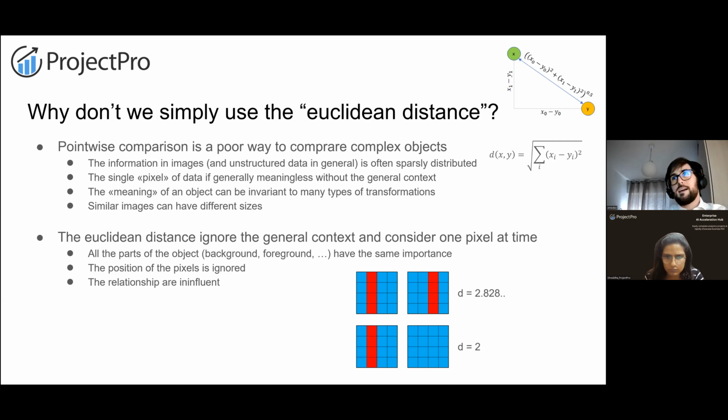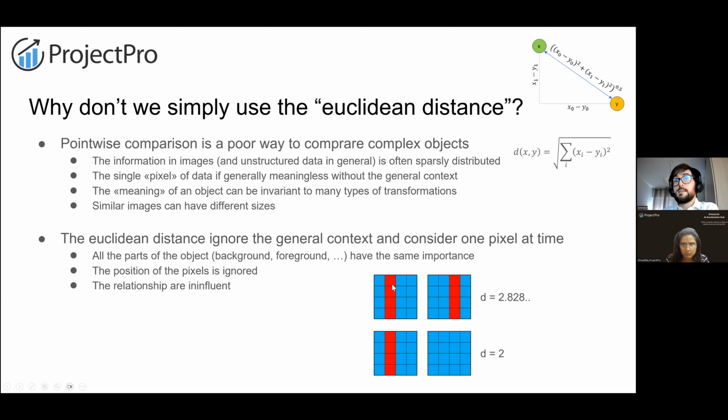For example, here in this slide, we have a small example with these two pairs of images. In the first row, we can see we have a red column, vertical, in a slightly different position, and we get a Euclidean distance that is higher than 2, 2.8, etc. While if we remove the column completely, we get a distance of 2. This is because, again, the Euclidean distance is defined in a pointwise manner.